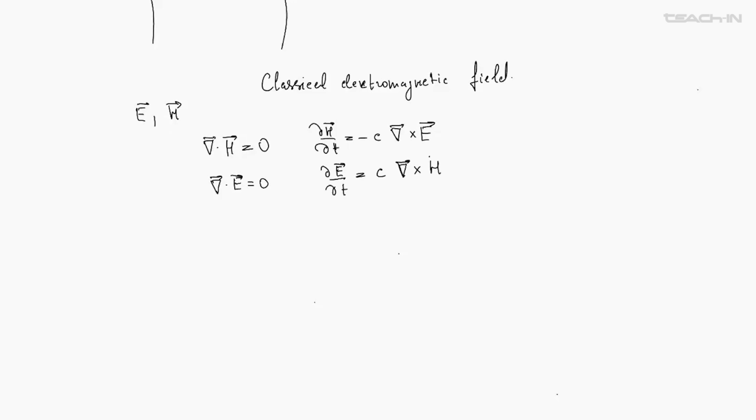Now, these equations involve one fundamental constant. This is C. It has a dimension of velocity. You can clearly see this because H and E have the same dimension. On the left-hand side, you have 1 over time from the derivative. Curl gives 1 over length. And then to compensate the difference, you need velocity, which is length over time. And this is, as we know, the speed of light.